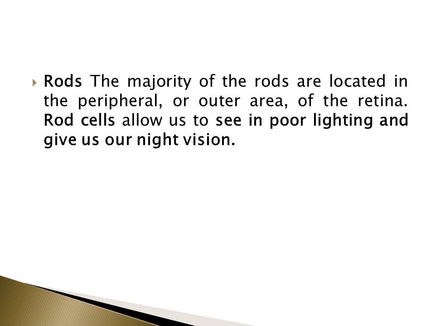Also, we have the rods. The majority of the rods are located in the peripheral or outer area of the retina. Rod cells allow us to see in poor lighting and give us our night vision. So our rods are the ones that are very active in dark areas. They serve as automatic night vision goggles for us. All right, so those are the rods.